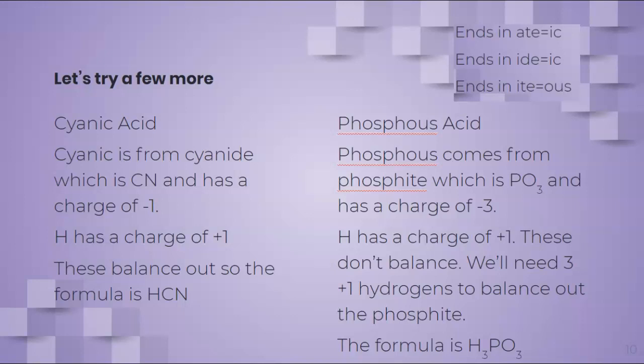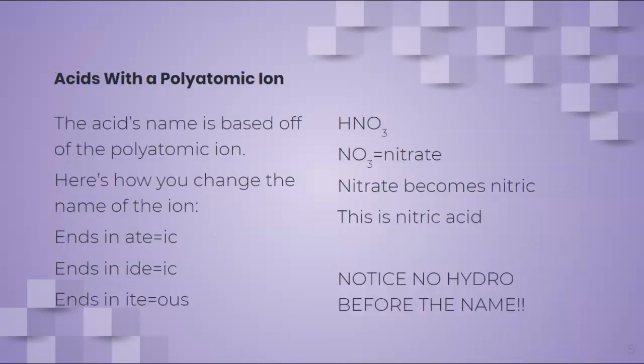Okay, so that is how you name and write formulas for acids. One of the main things that you will have to know and remember are these naming rules right here. Ate becomes ic, ide becomes ic, ite becomes ous. If you see hydro, you know you're working off the periodic table. The anion is on the periodic table. If you don't see hydro, then you know the thing is from your special polyatomic ion sheet.